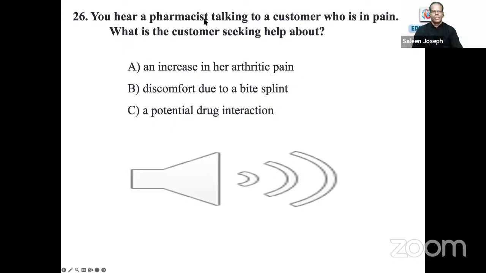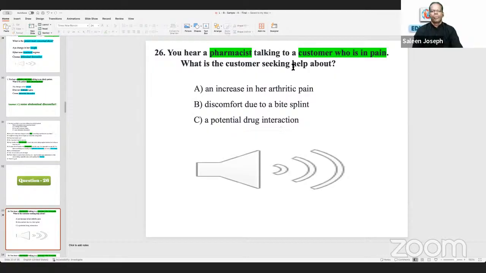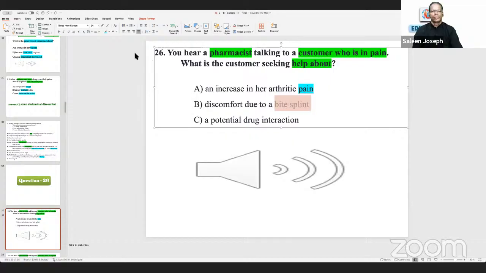Pharmacist. Customer who is paying. Customer in pain. Customer seeking help. Help about what he wants help. And the option A, arthritic pain. Then arthritic pain or discomfort. Discomfort due to bite splint. Bite splint. Drug interaction.